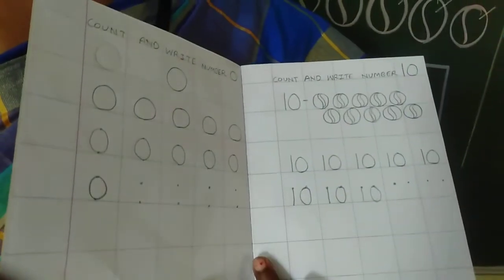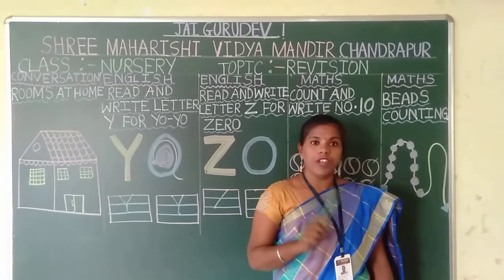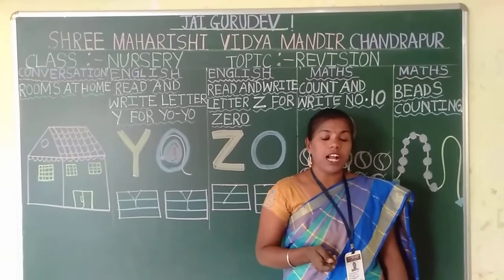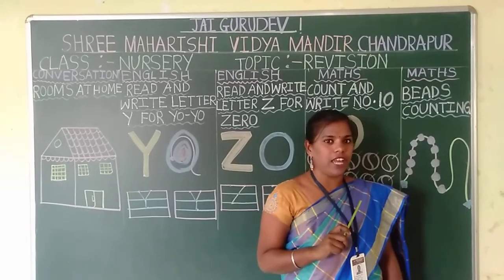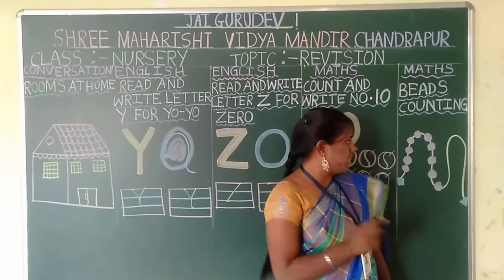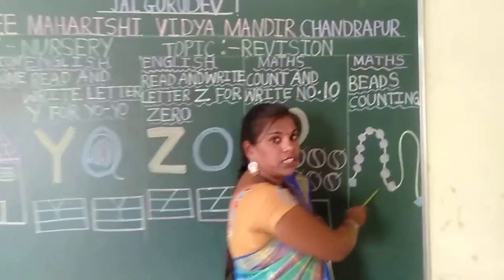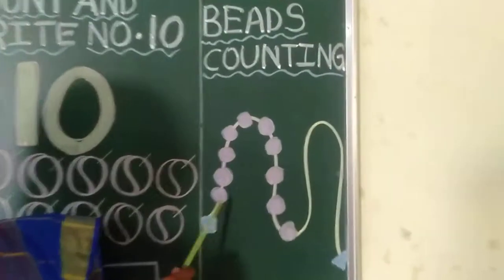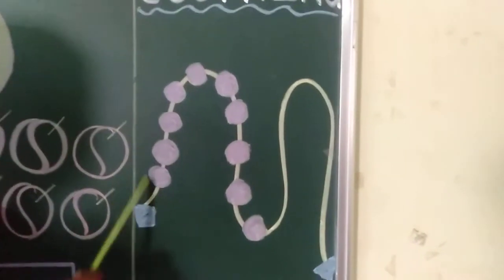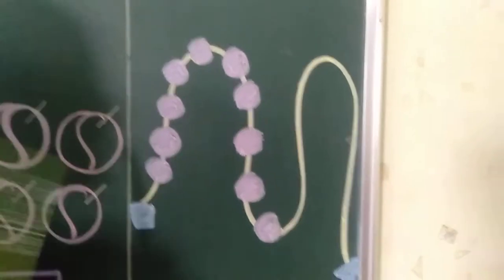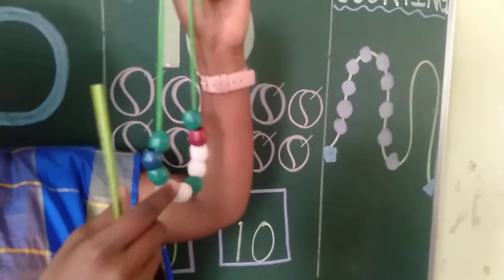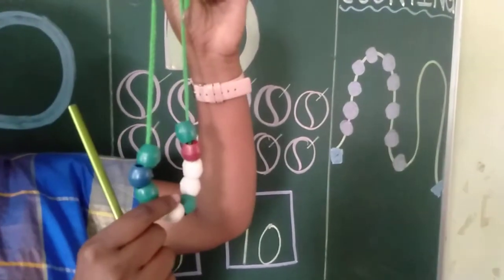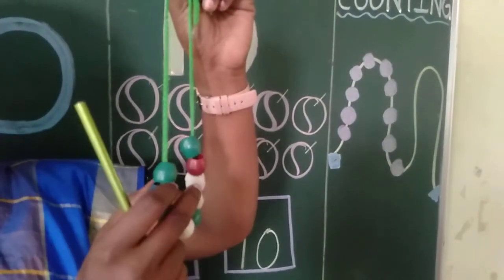Okay students? Now we will see the counting, beads counting. What are we going to see? Beads counting. Okay? All are ready for that? See, teacher here drawn some beads. Okay? Now we will see how to count these beads. Okay? I will show you. Okay students, see here teacher have thread and some beads. We will count how many beads are there.